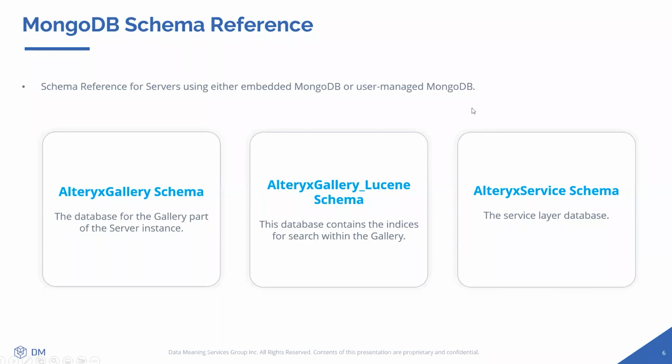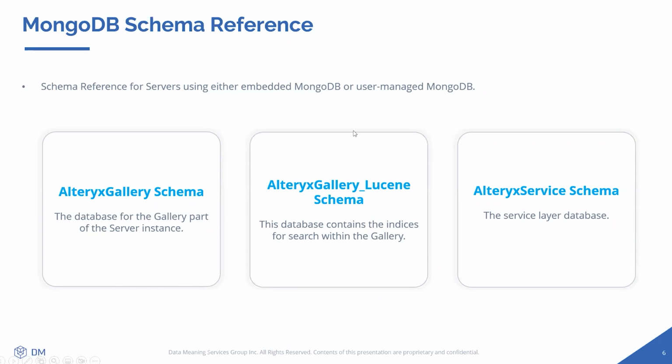There's 3 schemas within the Alteryx. There's Alteryx Gallery, Lucene, and Alteryx Service. Alteryx Gallery, the database for the gallery part of the server instance. So this has things like users, jobs, queues, all that stuff exists within the Alteryx Gallery. So if we want to build a report that's like how many collections exist within our Alteryx Gallery and who has access to them, we would build off the Alteryx Gallery schema.